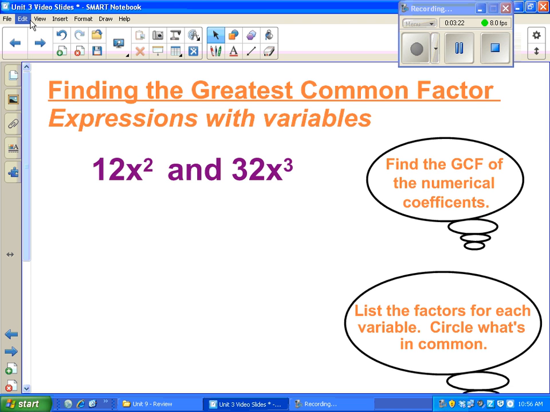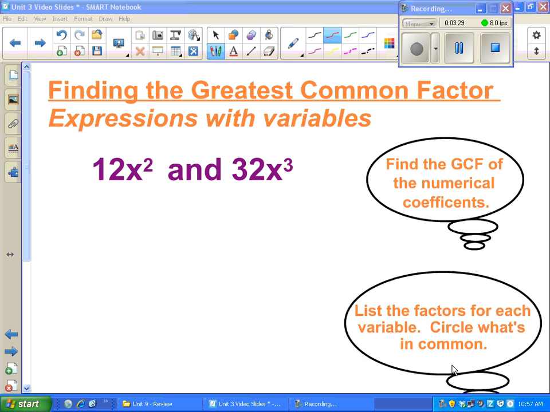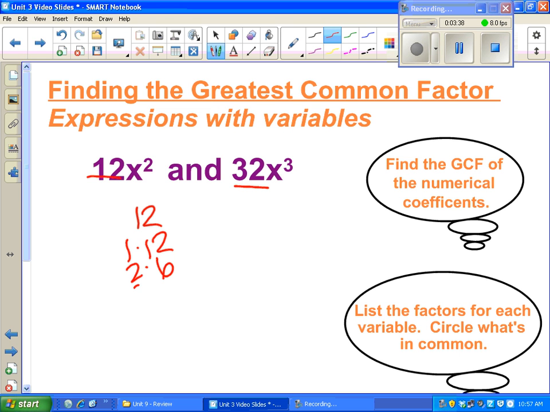So we have here 12x squared and 32x cubed. If I'm looking at 12x squared, I know the factors of 12 and 32 are what I'm concerned with first. The factors of 12 are 1 and 12, 2 and 6, 3 and 4. Looking at it, which one of these numbers also goes into 32? Well, 8 times 4 is 32. So it looks to me like the GCF for the number part only is 4.